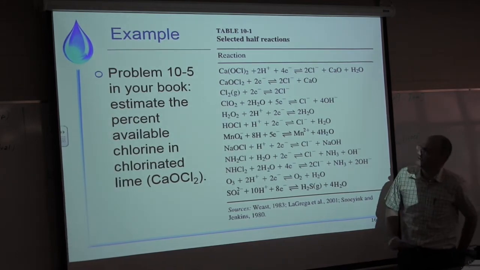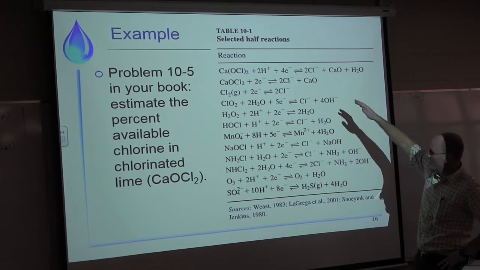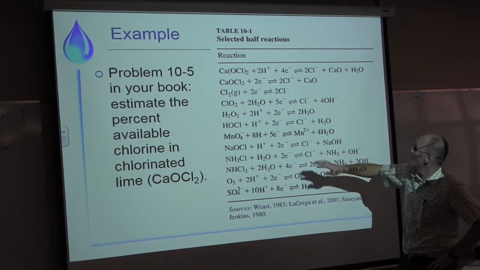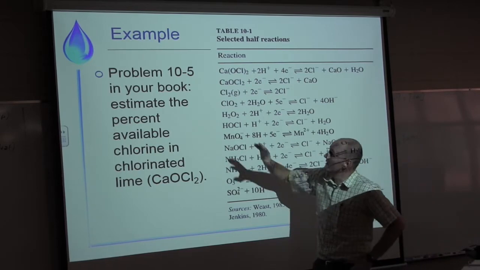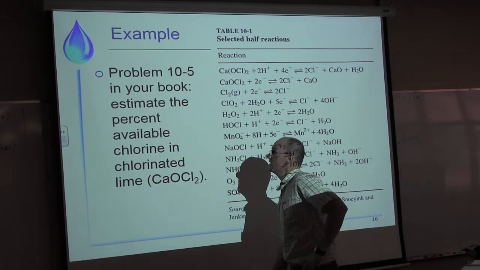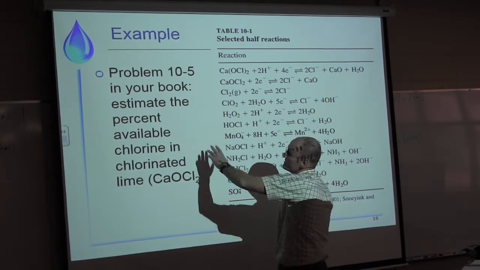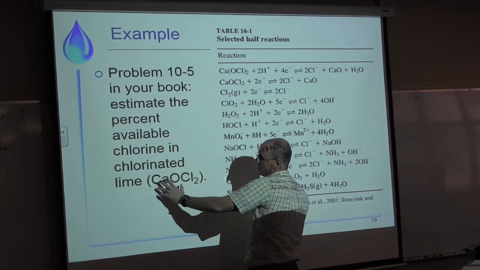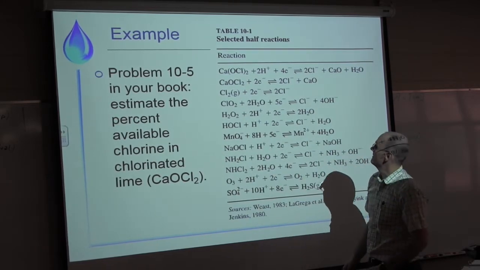And we're going to do problem 10.5, where we have to look at these half reactions to see how many electrons we're using in each reaction. And if we do the example problem, that'll help us see what we're talking about. So problem 10.5 in our book, we want to estimate the percent available chlorine in chlorinated lime, calcium hypochlorite here.